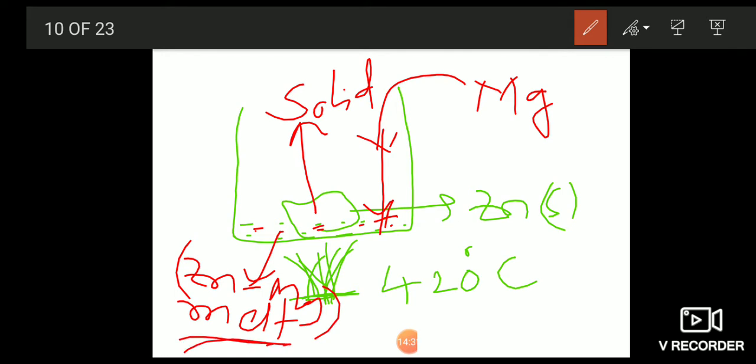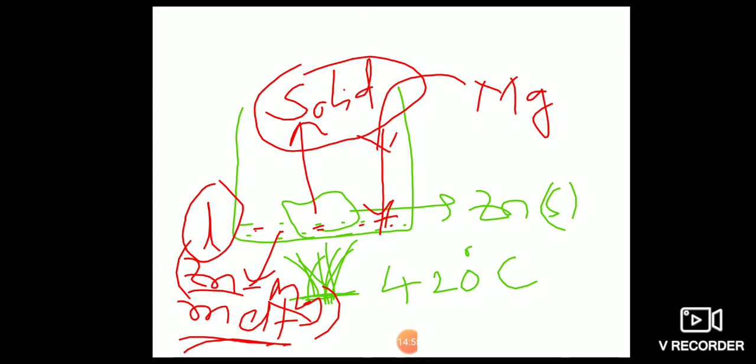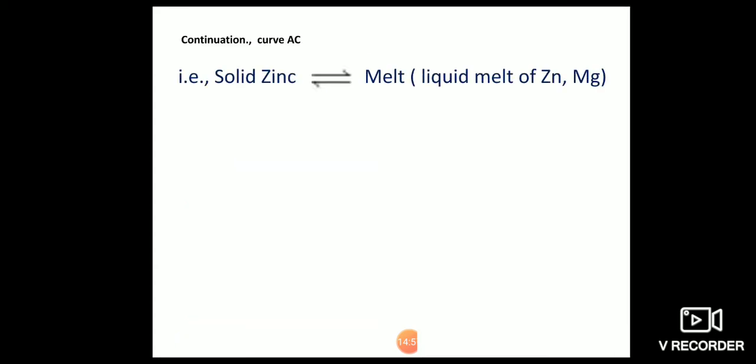Melt is in which state? Liquid state. So along the curve AC, two states are in equilibrium: solid zinc and liquid melt of zinc and Mg. That is what we are imagining here. So that is why along the curve AC, two phases are in equilibrium: solid zinc and liquid melt of zinc and Mg.